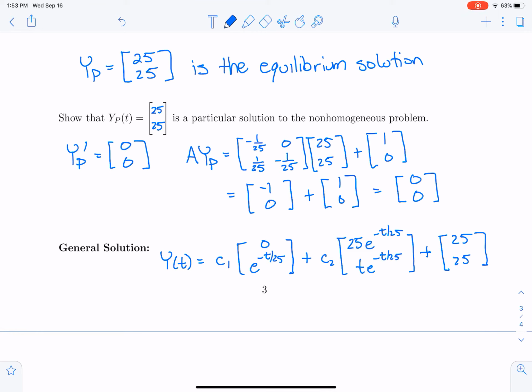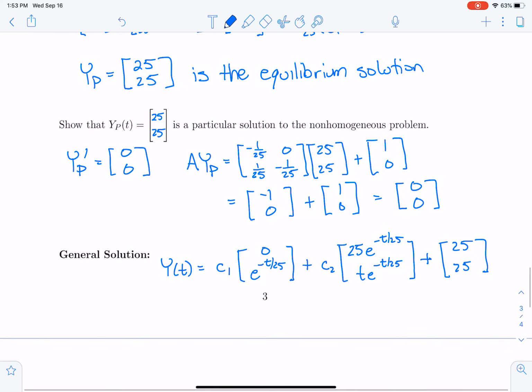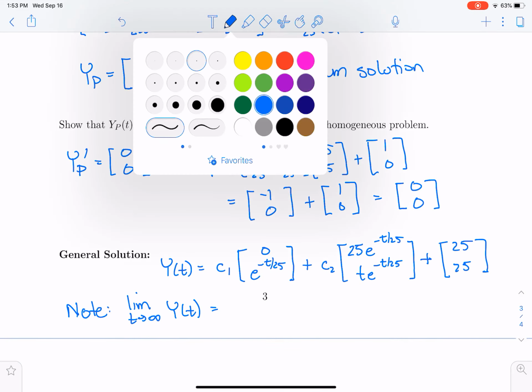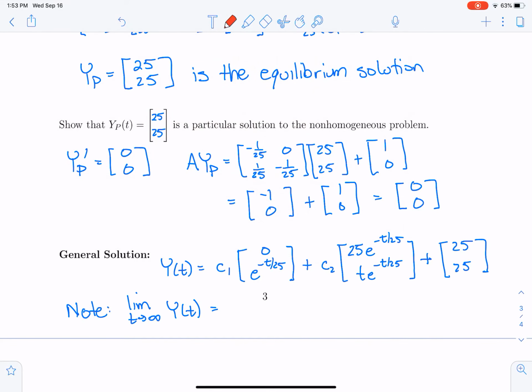Now, what's interesting about this solution is that in an earlier video, we saw that solutions approach the equilibrium. Okay, so we saw that if you looked at the limit as t goes to infinity of y of t, that solutions did approach the equilibrium. And this makes sense because if you take the limit as t goes to infinity of these exponentials, each of these exponentials is going to go to 0. And so you're just left with 25, 25.